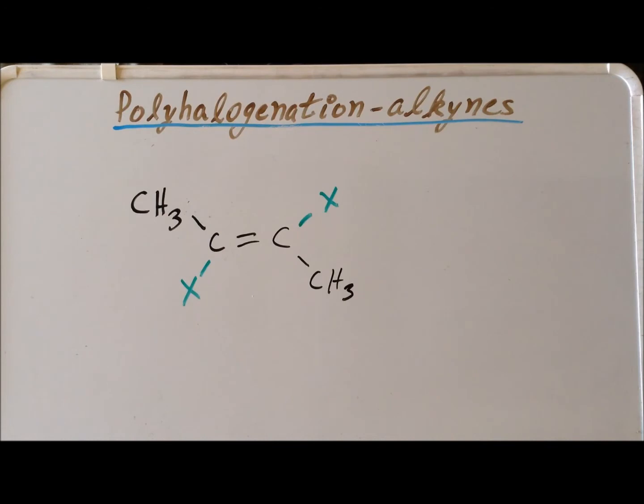Electrophilic addition of halogen to 2-butyne leads to a trans 2,3-dihalo-2-butene. So now we're going to look at computed structures for the reaction of this type of dihaloalkene with a further mole of either chlorine or bromine.